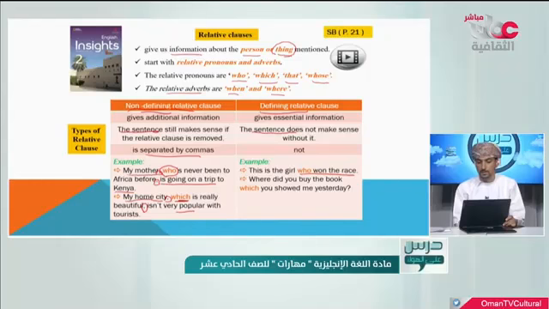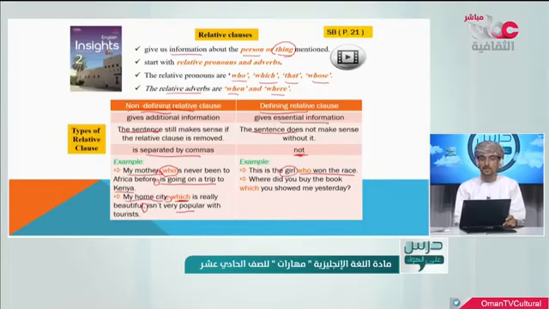So this defining relative clause is very important to know more information about what? The girl. It is essential because it defines the word girl. Good. And it is not separated by commas. We don't see any commas before and after the relative clause. So a defining relative clause gives us essential information.